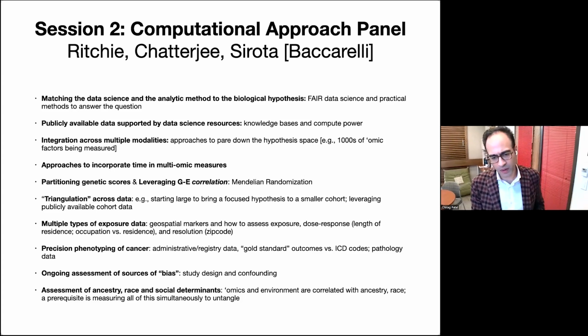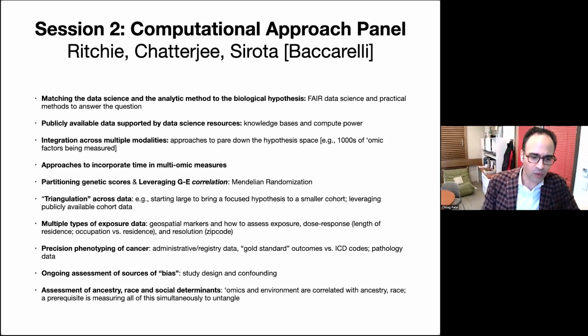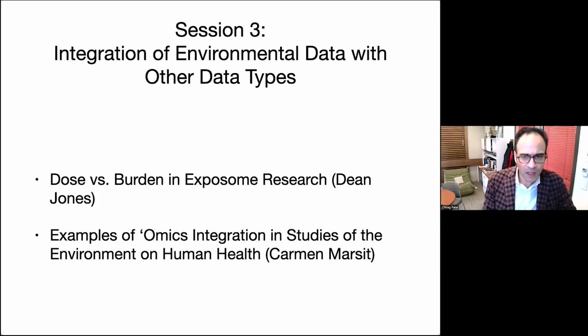Ongoing assessment of sources of bias, study design and confounding, and of course, assessment of ancestry, race, and social determinants. All these things are correlated with one another. How do you develop the methods to untangle this collision of factors? We moved to session 3 and we talked about dose versus burden in exposome research.